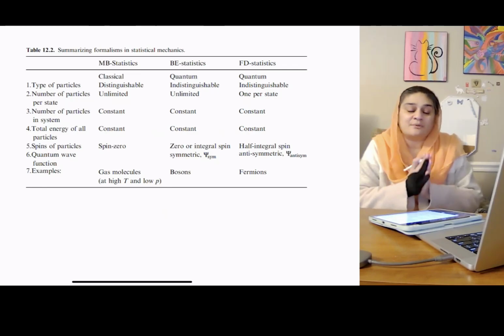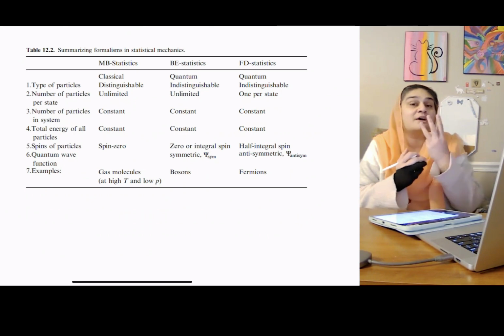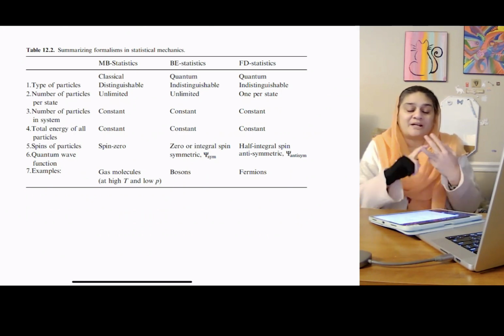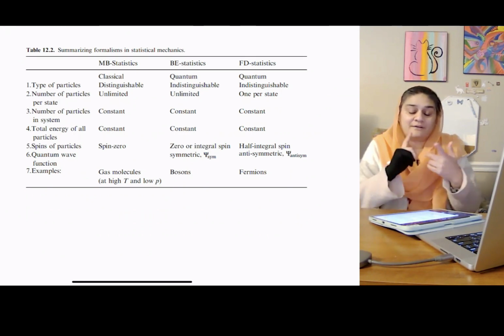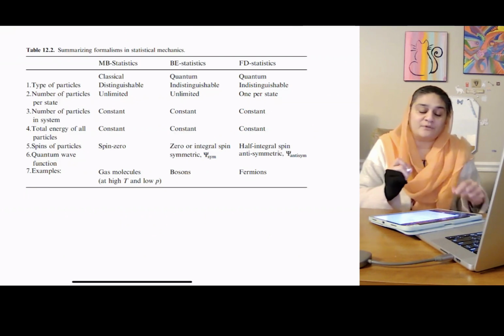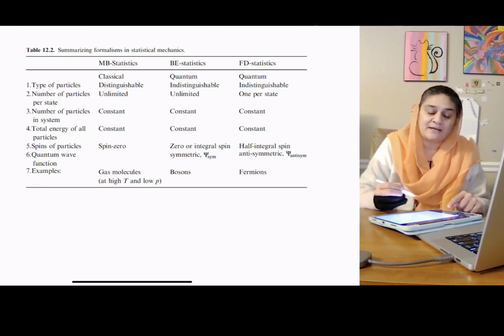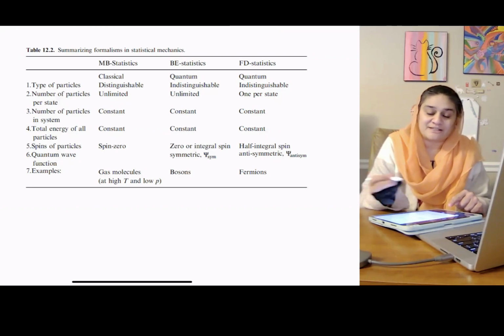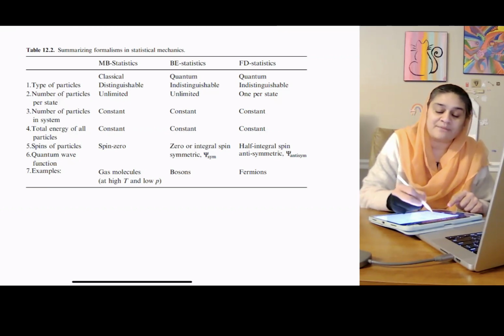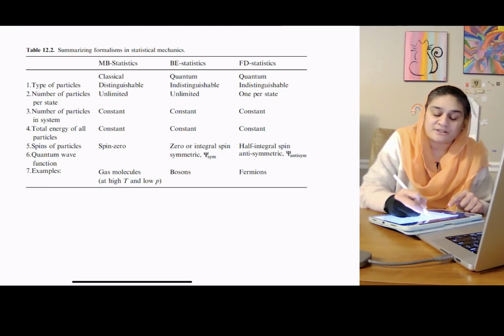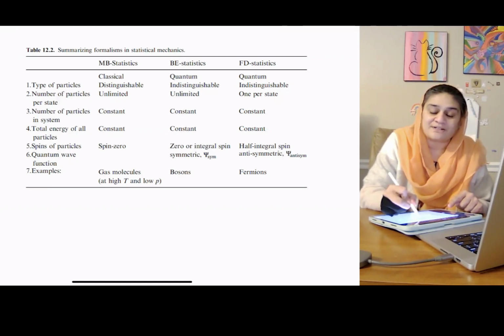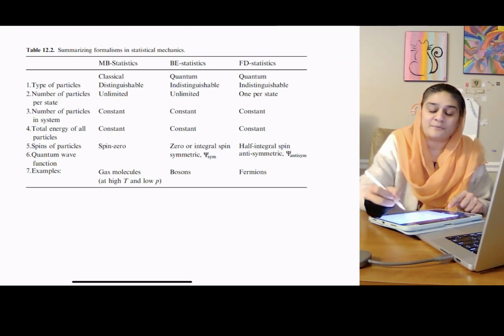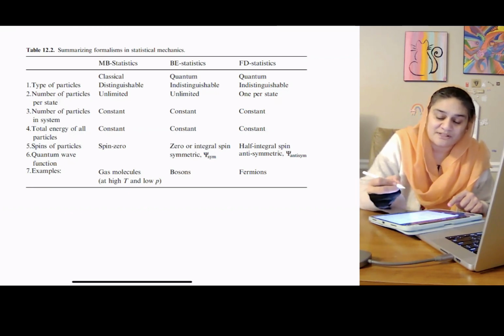So this is a table that summarizes the formalisms in statistical mechanics. There are three main kinds: Maxwell-Boltzmann, Bose-Einstein, and Fermi-Dirac. And if you go down the list, you can see the different kinds of particles that exist. For example, the Maxwell-Boltzmann statistics gives the classical definition. Bose-Einstein statistics gives the quantum, and Fermi-Dirac also gives quantum statistics.